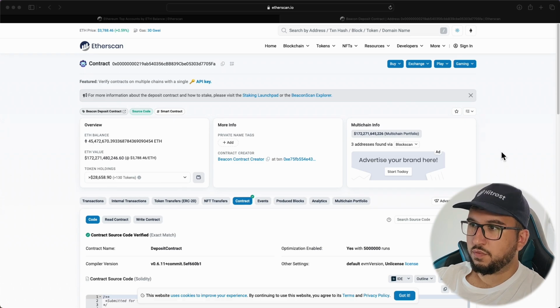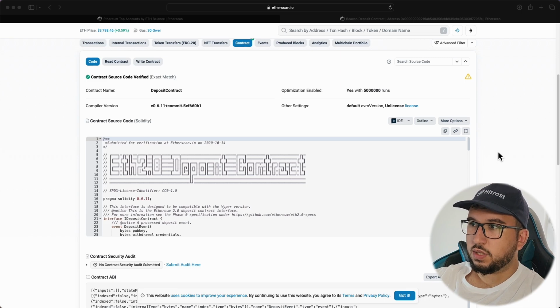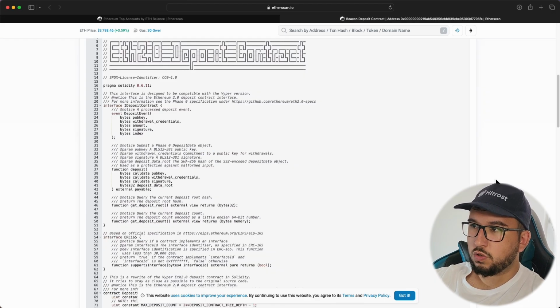I'll introduce you to a fundamental element of Ethereum 2.0, the beacon deposit contract. So what exactly is the beacon deposit contract? This contract is the cornerstone of Ethereum 2.0 proof of stake consensus mechanism.